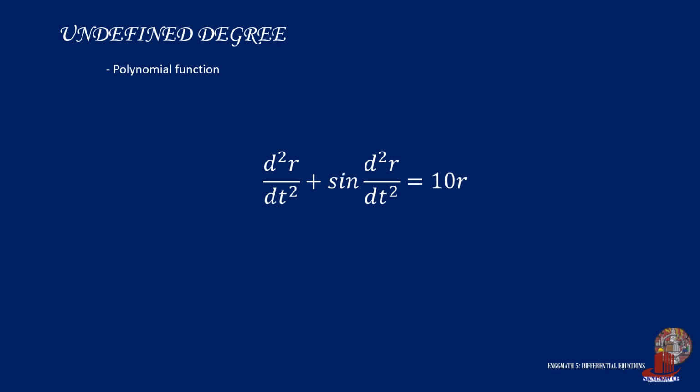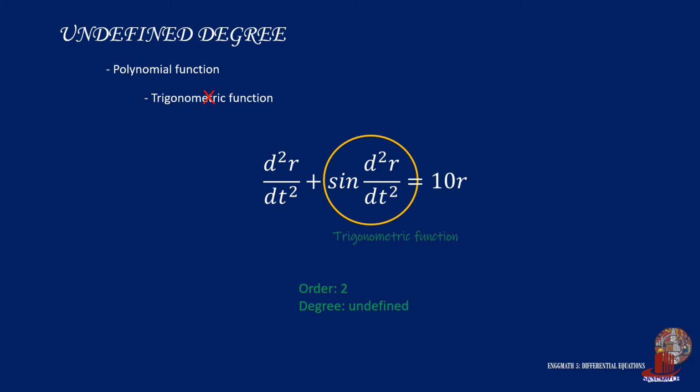One more thing to remember for the degree of DE. We mentioned earlier that the equation would have to be considered as a polynomial function. So in the differential equation presented, the second derivative of r with respect to t plus sine of the second derivative of r with respect to t is equal to 10r. Since the second term is a trigonometric function, the degree will then be taken as undefined. So its order is 2, but undefined degree.